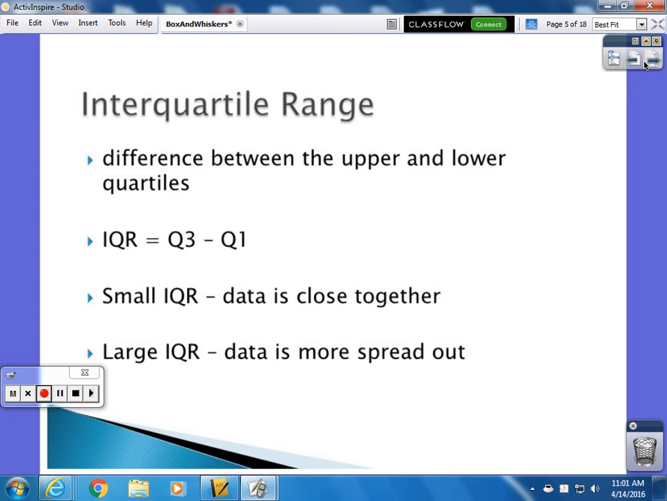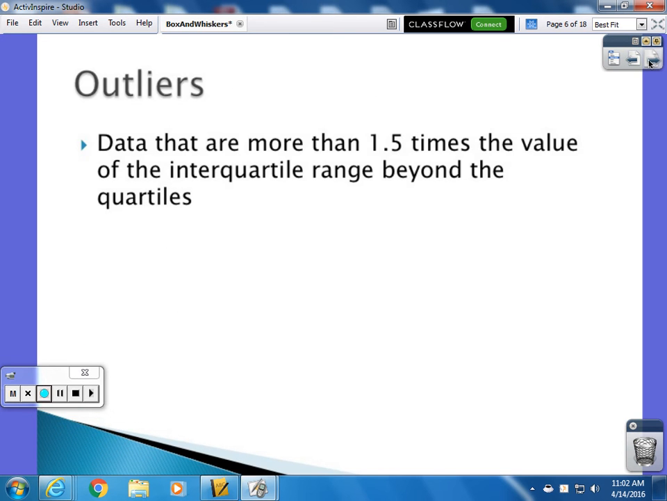Interquartile range is the difference between the upper and lower quartiles. So IQR, the abbreviation for interquartile range, is equal to Q3, upper quartile, minus Q1, lower quartile. If you have a small interquartile range, that means your data is close together. If you have a large interquartile range, your data is more spread out. Outliers are data that's more than 1.5 times the value of the interquartile range beyond the quartiles.